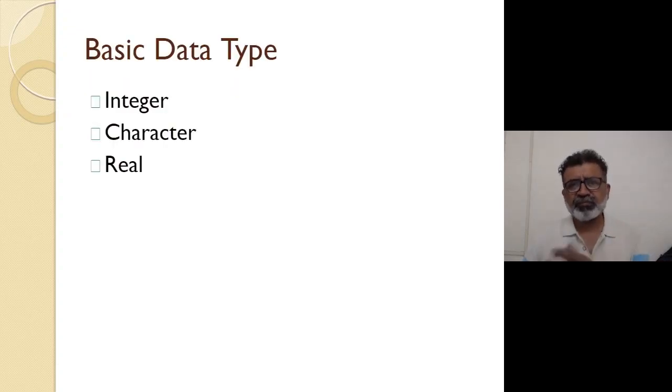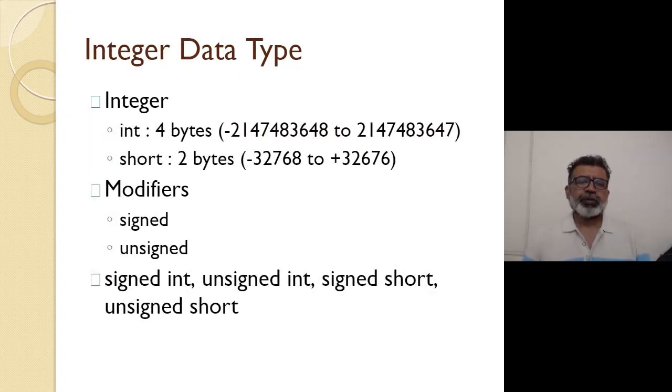Basically, these slides are not that much important. Just a revision. So basic data types are integer, character, and float. That is a real. You are aware about that. Then integer data type. Usually 4 bytes of memory is taken. Okay, these days almost all compilers, all IDEs give you 4 bytes of memory for integer data type. For old DOS based TC compilers, integer was taking 2 bytes of memory.